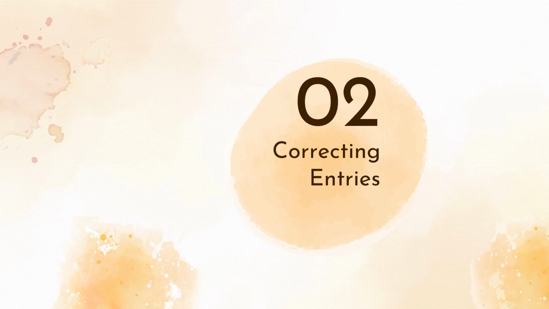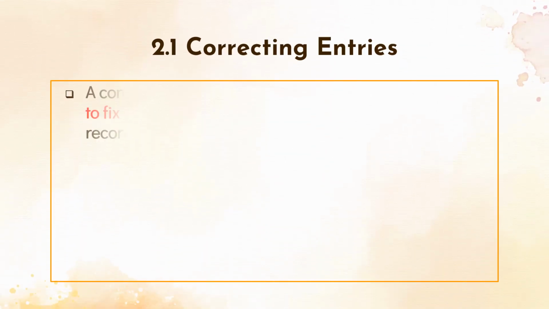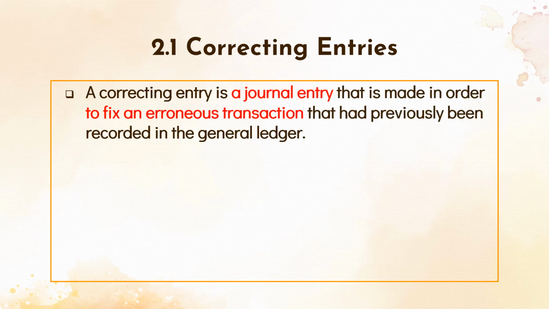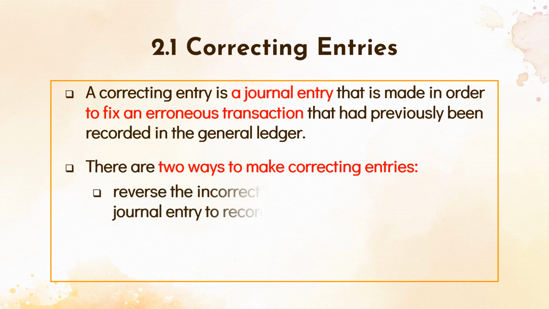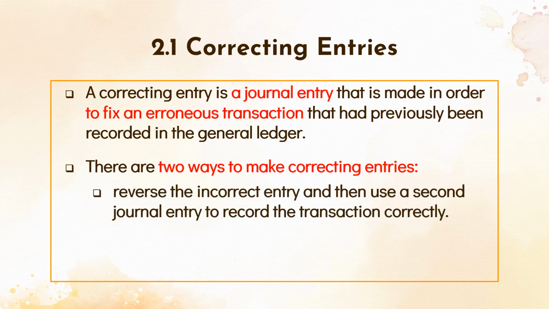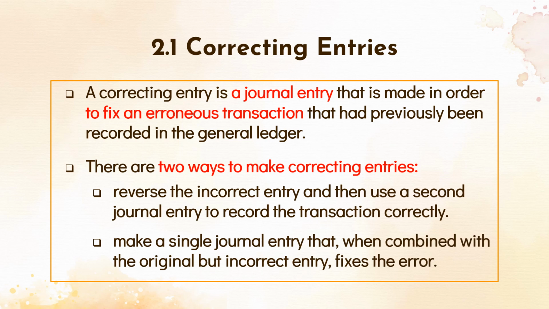Correcting entries. A correcting entry is a journal entry that is made in order to fix an erroneous transaction that had previously been recorded in the general ledger. There are two ways to make correcting entries. Firstly, reverse the incorrect entry and then use a second journal entry to record the transaction correctly. Secondly, make a single journal entry that, when combined with the original but incorrect entry, then fixes the error.